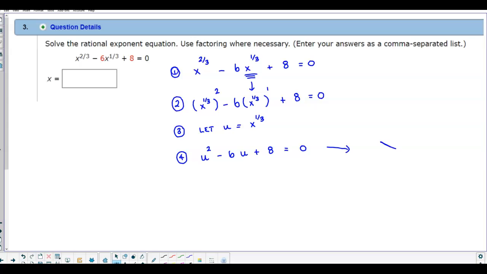And so now we're going to factor this. So we have 8 as our value of c, and then negative 6 as our middle term. So what two numbers can we multiply to get positive 8, and when we add, we get negative 6? Well, negative 2 times negative 4 gives you positive 8, and negative 2 plus negative 4 gives you negative 6. So now we're going to factor this. So we end up getting u minus 2 times u minus 4, and that's equal to 0.